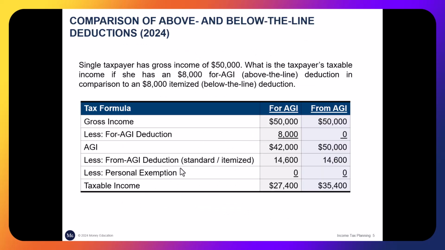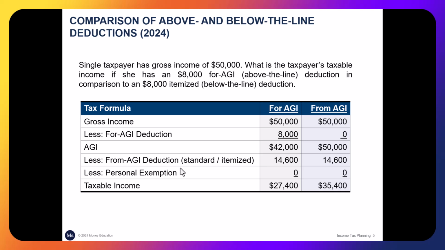Here's an example of an above the line and a below the line deduction. A single taxpayer has a gross income of $50,000. What's the taxpayer's taxable income if they have an $8,000 above the line deduction? Well, they take gross income minus the $8,000, which equals AGI of $42,000, and then the standard deduction for 2024 is $14,600, so their taxable income is $27,400.